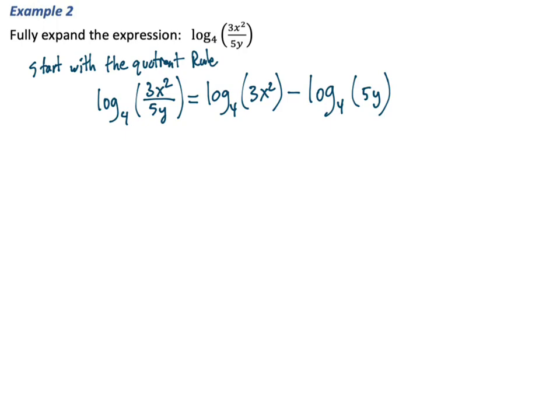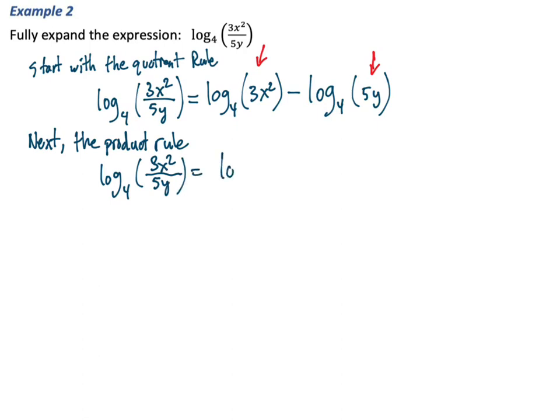We split up that quotient into a subtraction. Now we can use the product rule to separate out the 3 times x squared and the 5 times y. So our next step is the product rule. So we'll have log base 4 of 3x squared over 5y.